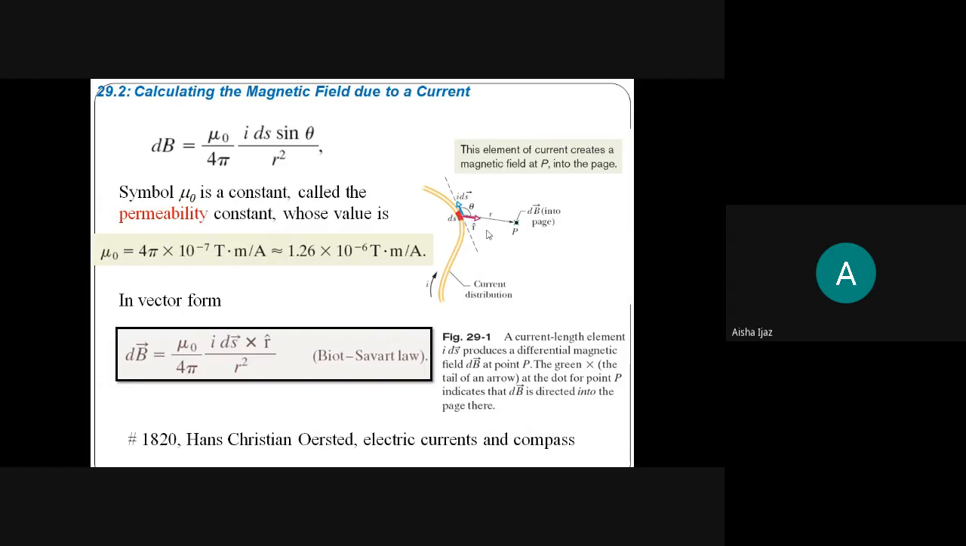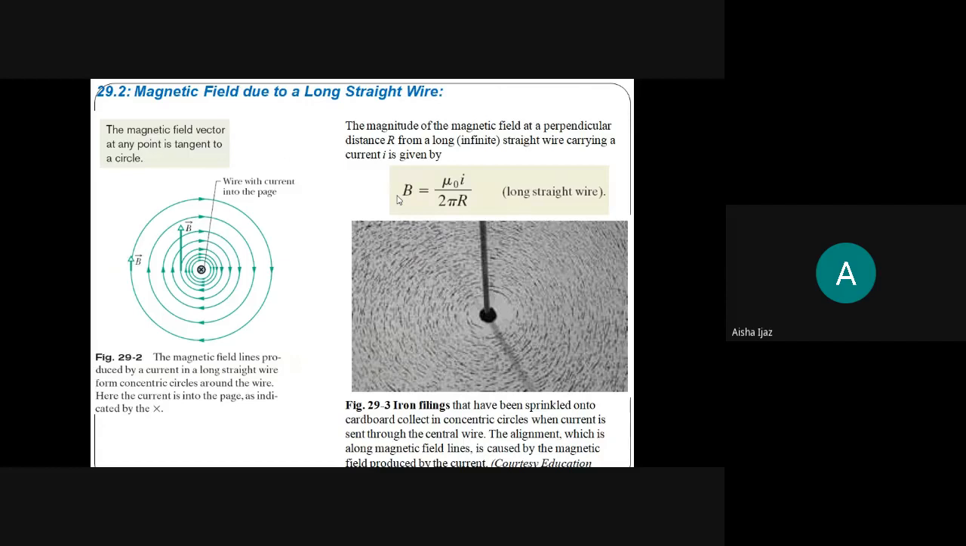This patch can be anywhere, and we will pick one arbitrary patch, and later on we will integrate it over the entire length to find the total B field, that will be the total magnetic field. So we will use it in the problems in the coming slides.